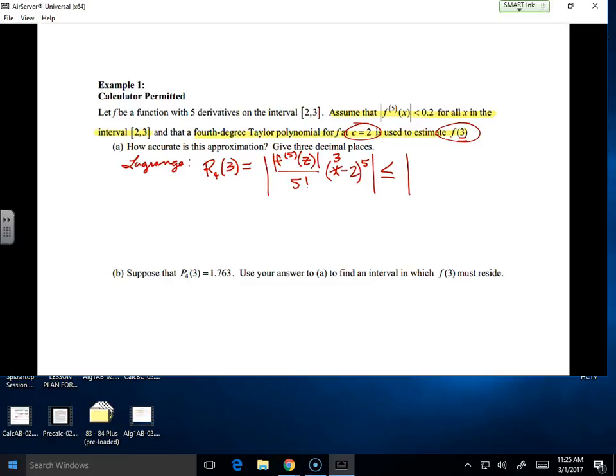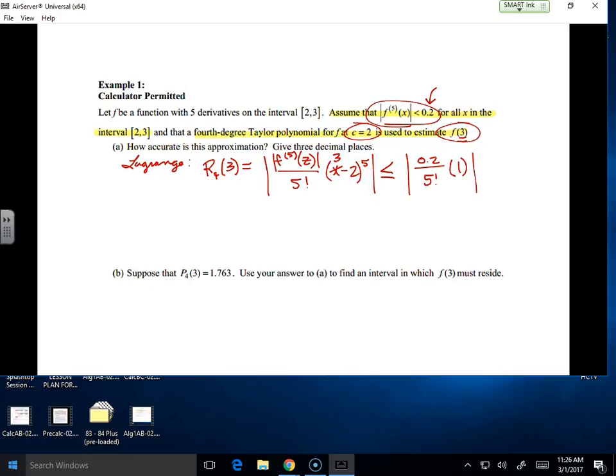What did they tell us about the fifth derivative? It's less than 0.2, all over 5 factorial. But it's not equal to 0.2. 3 minus 2 is 1, 1 to the 5th is 1. Does that make a difference? Now, that's a good question. Hold on. So if this was the maximum value based on these two, and if it was at one of these two, we would be able to say 0.2 within or equal to, right?